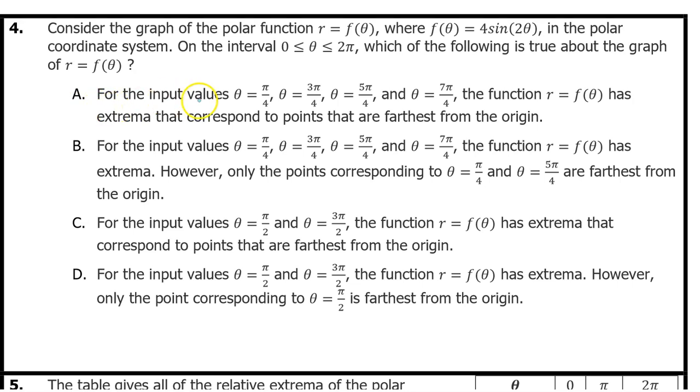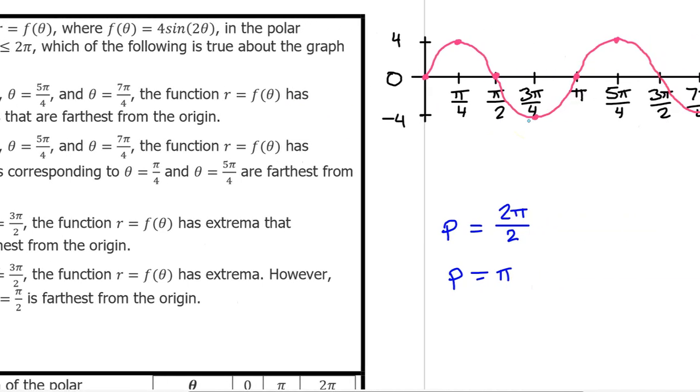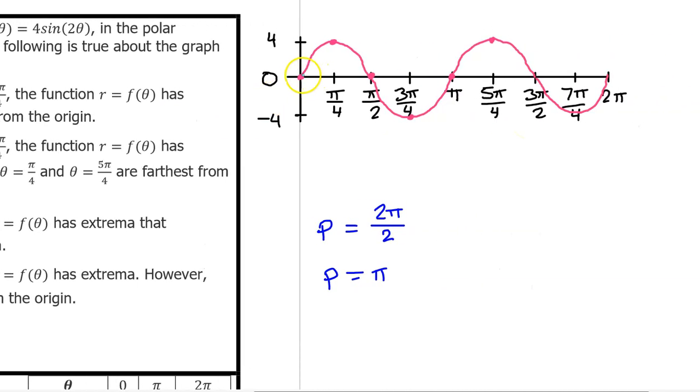Option A says, for the input values theta equals pi over 4, 3 pi over 4, 5 pi over 4, and 7 pi over 4, the function r equals f of theta has extrema that correspond to the points that are farthest from the origin. Remember, the x-axis represents the origin on a rectangular graph such as this.